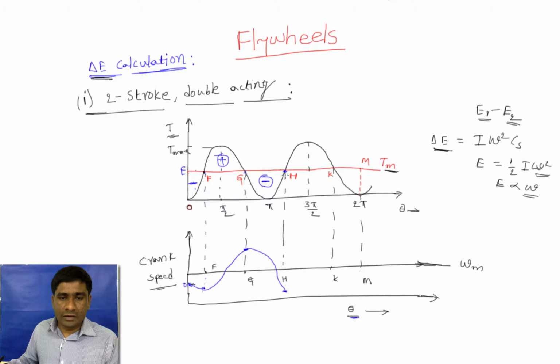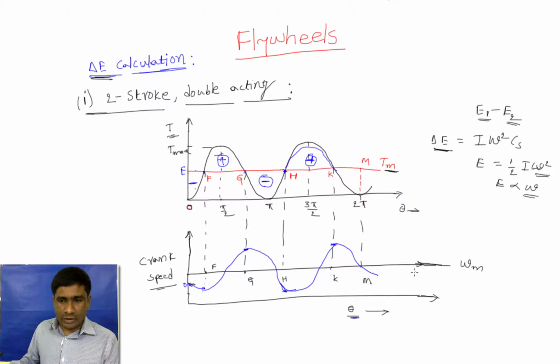And again, when the crankshaft is moving from H to K along this path, we get a surplus energy area. That means the flywheel is gaining energy. Again we get the crankshaft speed above the mean value, let's say something like that. So you connect these points again, and again at the point M the speed is reducing. So it will be like that.